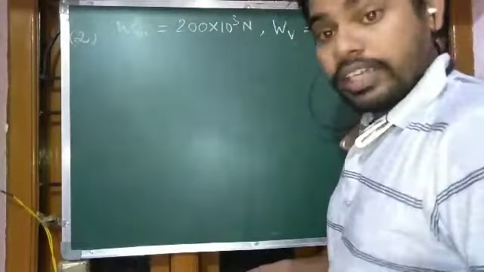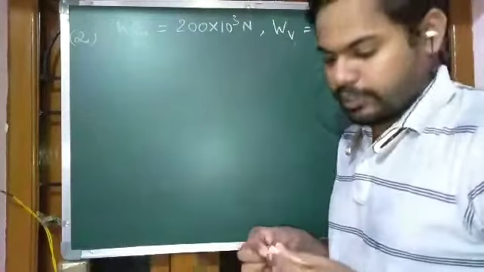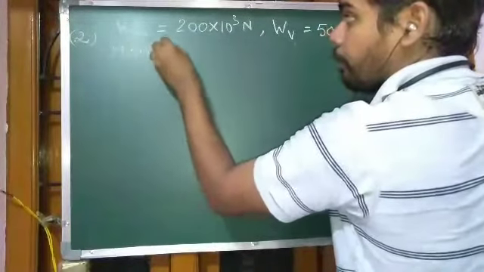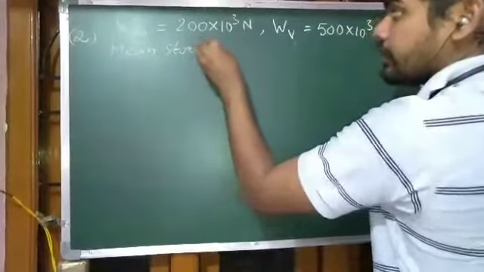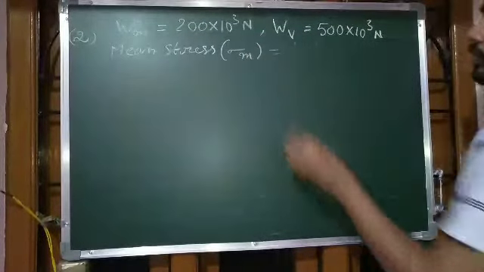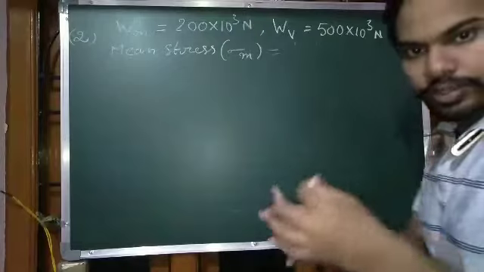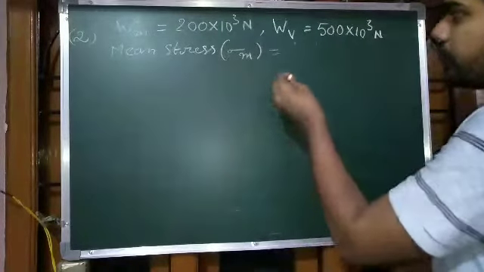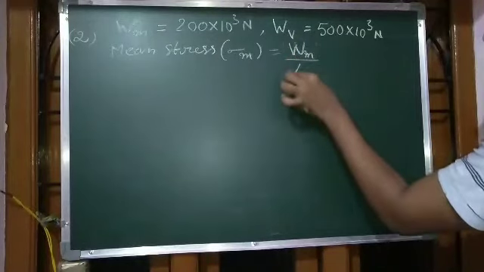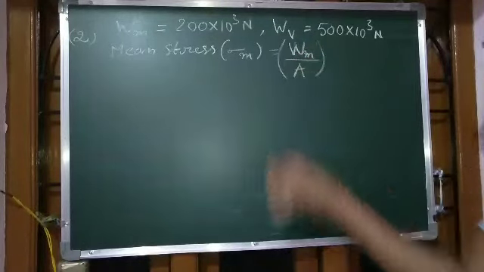Now calculate the mean stress and variable stress. Mean stress sigma m: from Hooke's law we know that stress is equal to resisting force per unit area. So the mean stress is equal to the mean load by area, Wm by area.